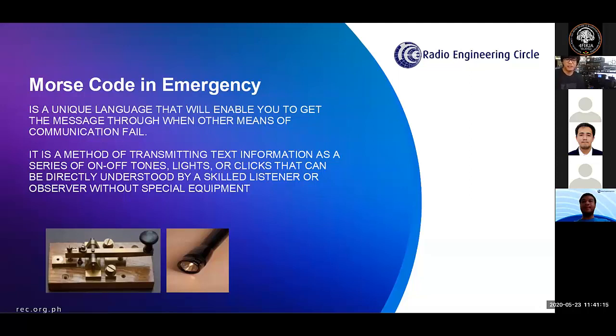So that's what makes Morse code so unique. You can get by with anything. Pwede ka makapag-send basically. So there's a good story about it.